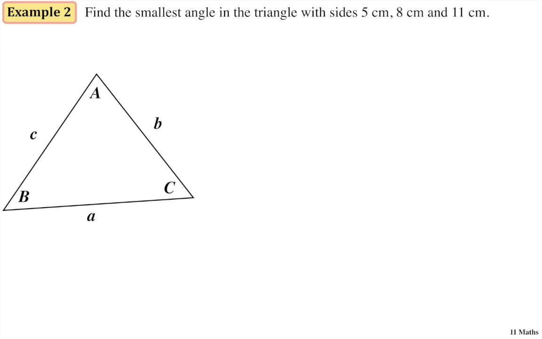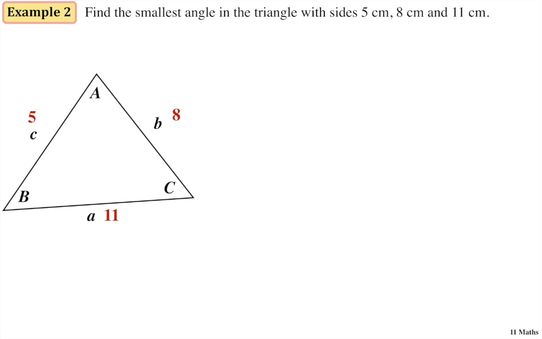Let's now do an example where we find an angle. Well, we've got a triangle, 3 sides, 5 centimeters, 8 centimeters, 11 centimeters, and it says find the smallest side. Before we find the smallest side, let's label our, it says find the smallest angle, sorry.